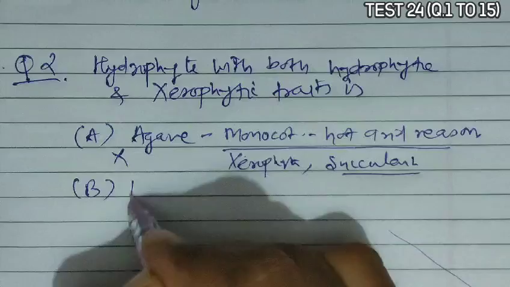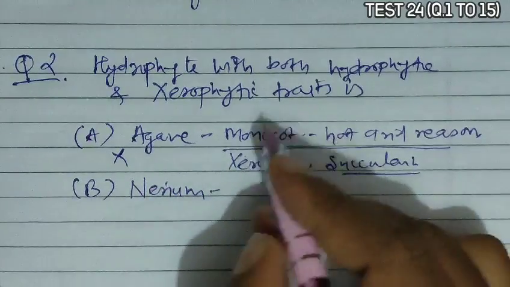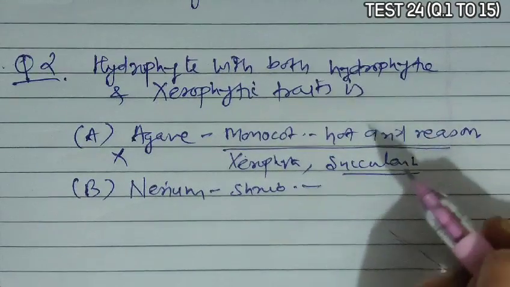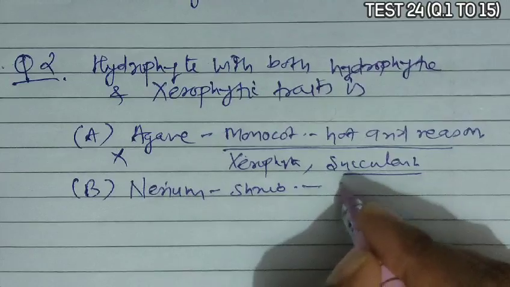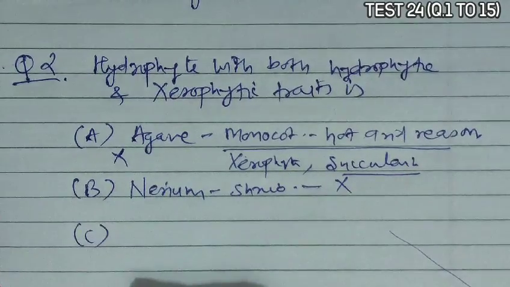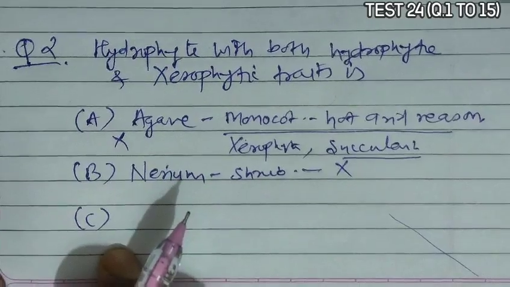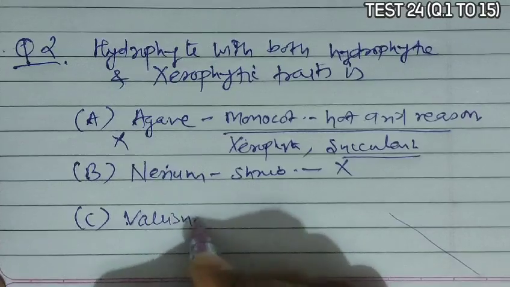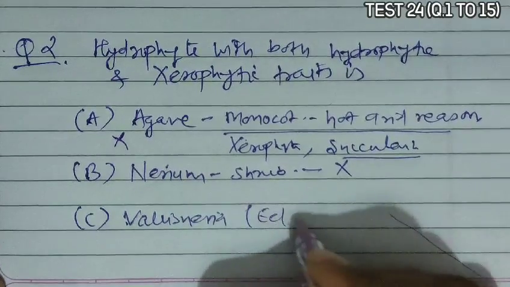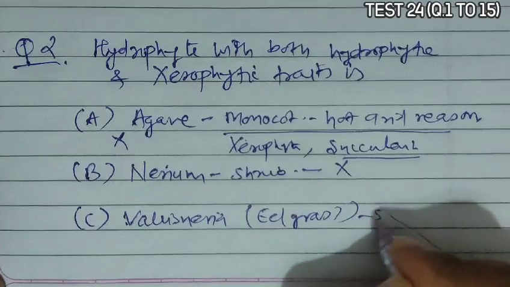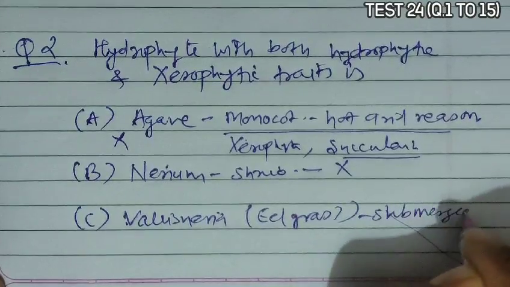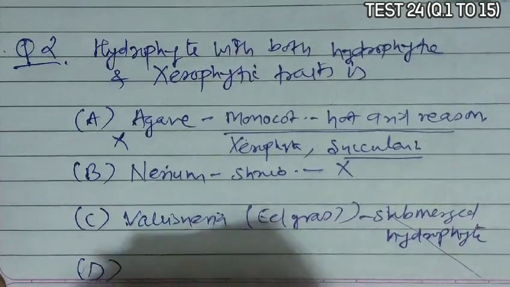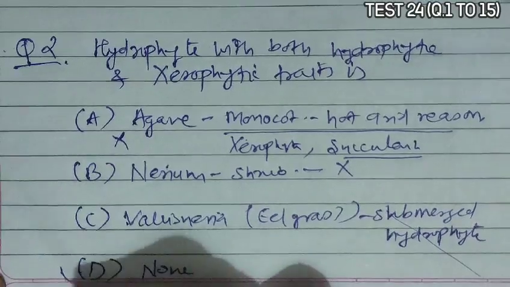Option B is given as nerium. Now nerium is a shrub and this belongs to Apocynaceae family, so it is not completely hydrophyte, so it cannot be the correct answer. Option C is given as Vallisneria. Now Vallisneria, which is known as eelgrass, is a submerged hydrophyte, so it is not a xerophyte, so it cannot be the answer. And option D is given as none of the above, so D is the correct answer.